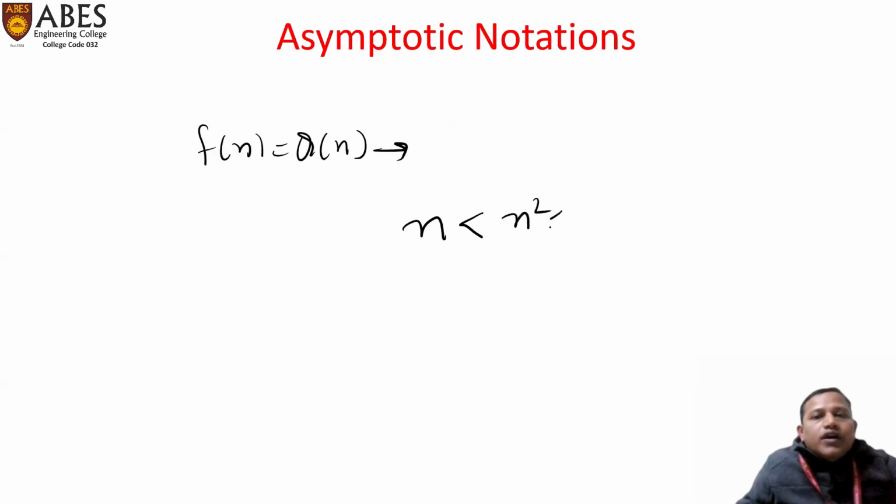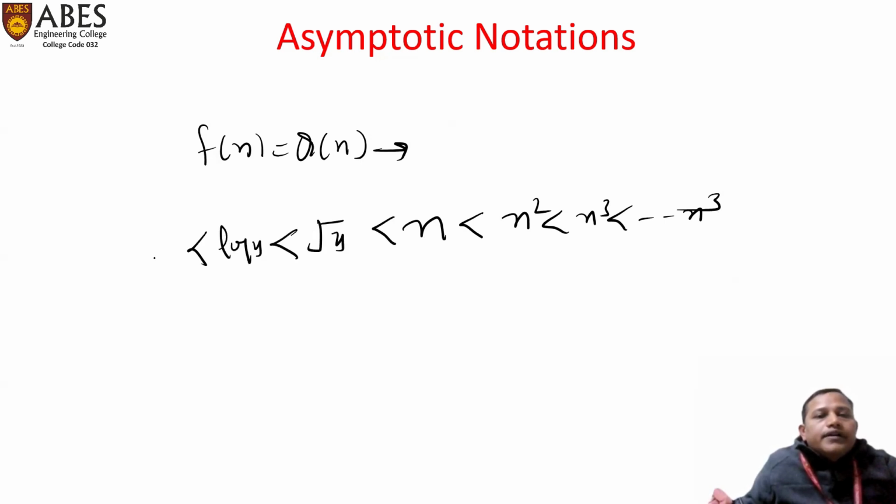What is the meaning of f(n) equal to theta of n? It means this is an exact bound. If the function relation is like this: n is less than n square, less than n cube, up to n cube, and it is root n, log n, and it is constant, then this is called theta bound. Actually, we represent in this form only. This is called average bound. There is no upper and lower bound for this.